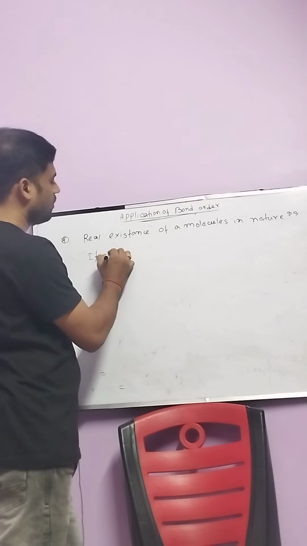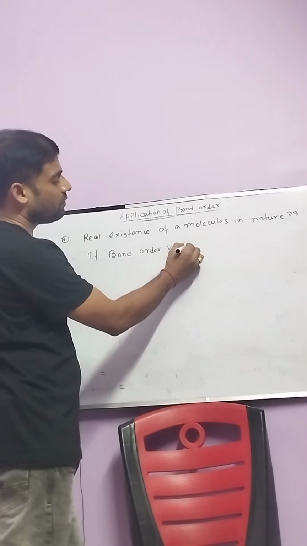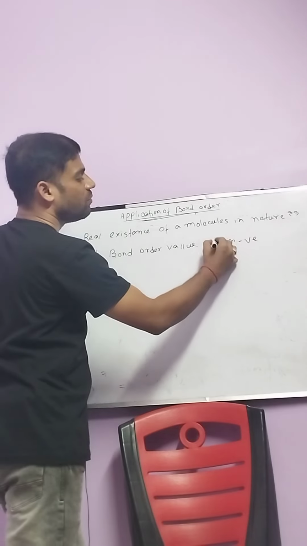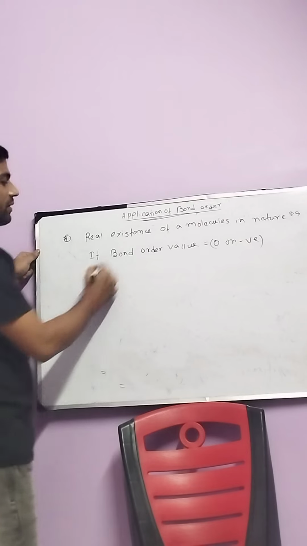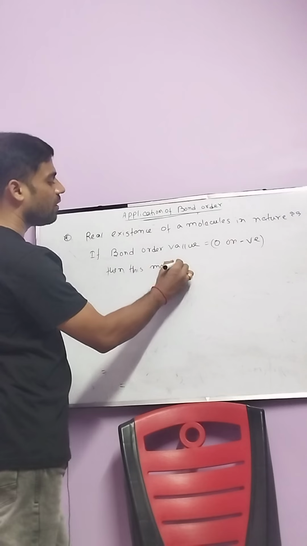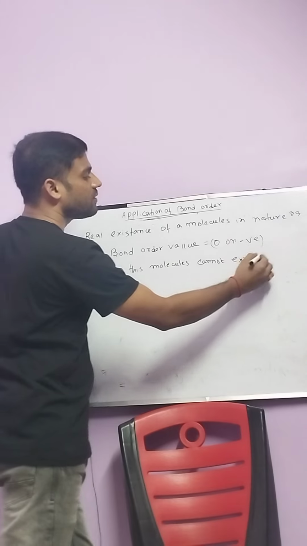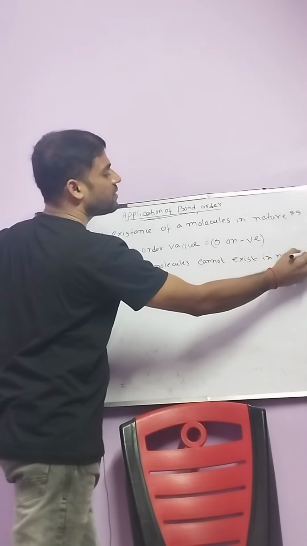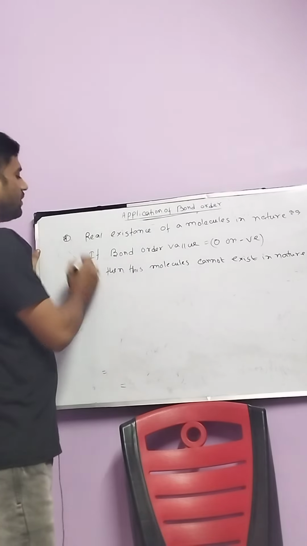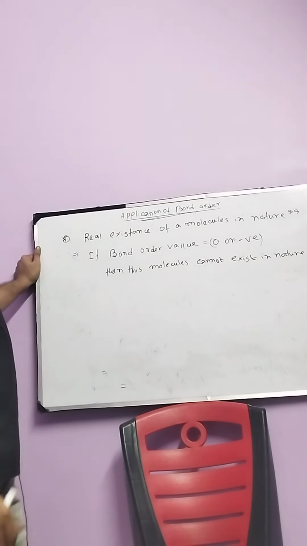If the bond order value is 0 or a negative number, then these molecules cannot exist in nature. The real existence of a molecule in nature is determined by this method. If the bond order value is 0 or negative, then these molecules cannot exist in nature.